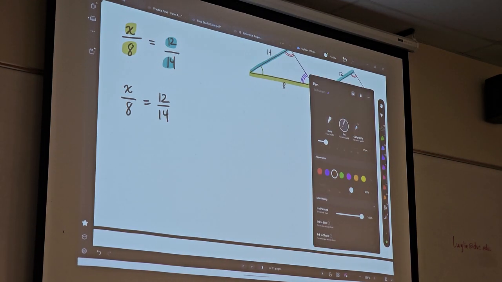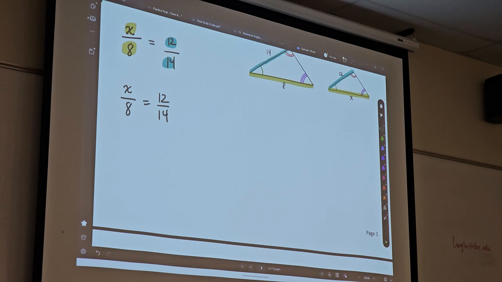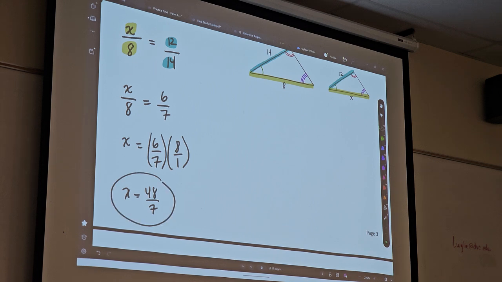But how about we simplify 12 over 14, right? They're both divisible by 2. 12 divided by 2 is 6, and 14 divided by 2 is 7. Let's multiply both sides by 8. 6 times 8 is 48. 7 times 1 is 7. Done. Somebody else could have set something else up.